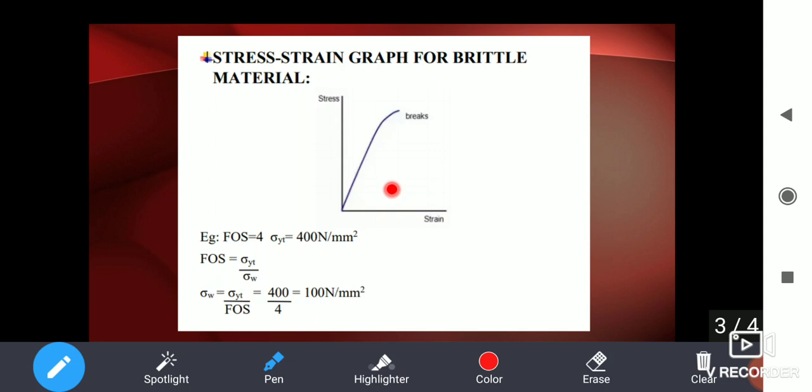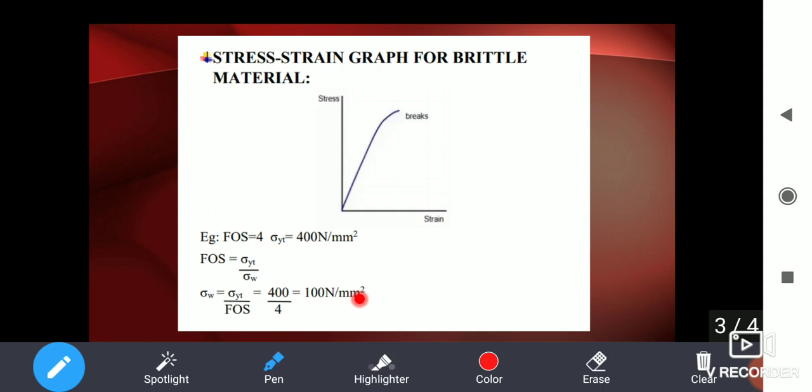Now we are using factor of safety in order to avoid this breaking. Let us assume factor of safety as 4, and sigma ut, the ultimate stress, not sigma yt, will be 400 Newton per millimeter square. Factor of safety is the ratio of sigma ut divided by sigma w, where sigma w is the working stress. Sigma ut divided by factor of safety, we will be getting 100 Newton per millimeter square. So we will be getting a working stress of 100 Newton per millimeter square.